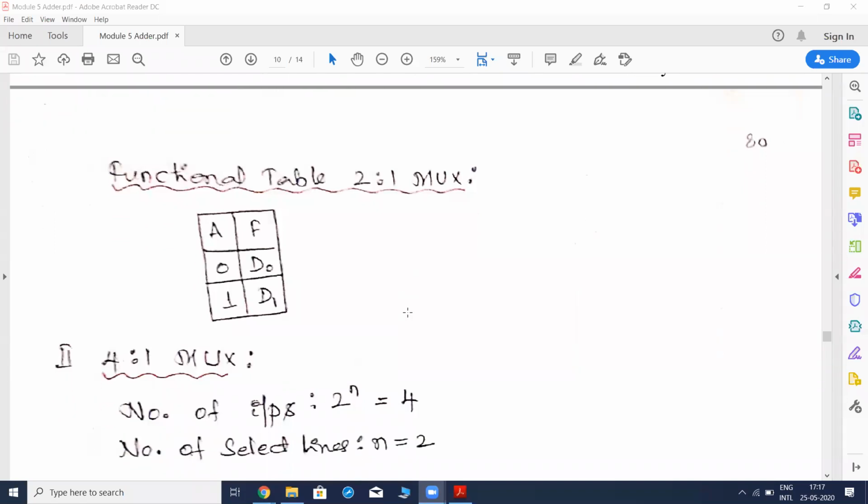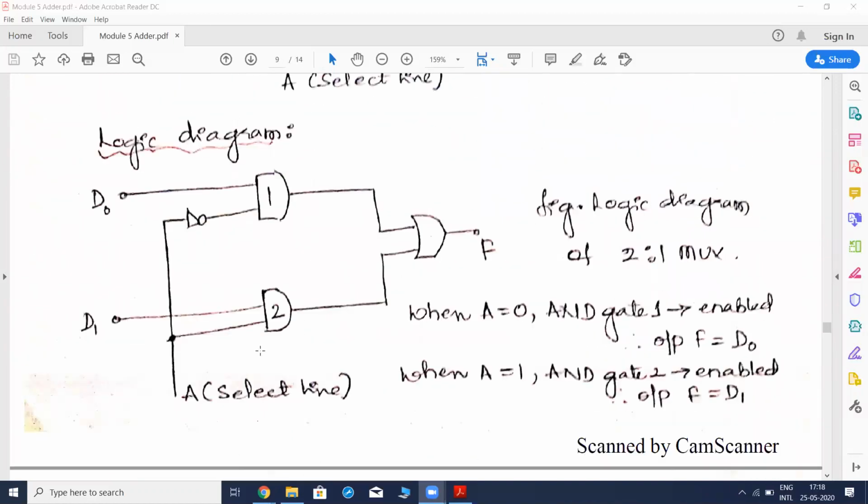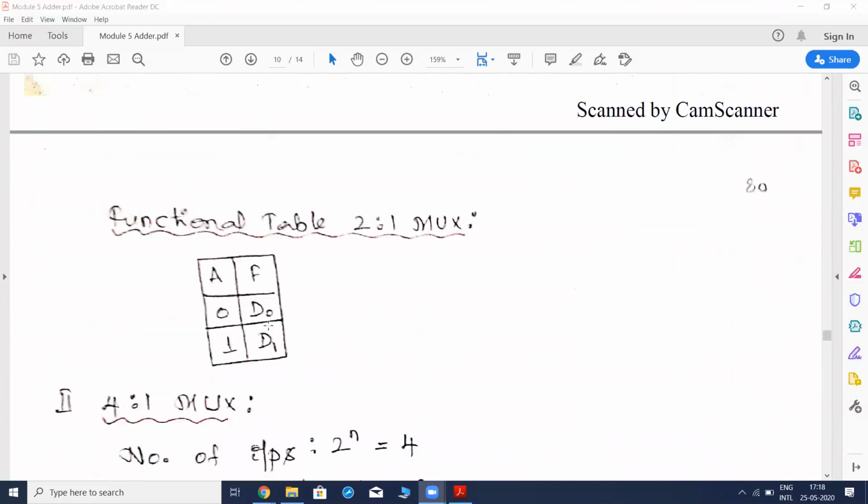Okay, now let us continue in order to see the functional table for the 2:1 mux. So this is the functional table. In this functional table, you could see that A is a select line and F is the output. So when A is 0, we are getting F as D0. When A is 1, we are getting D1 as output. So whether it is 0 or 1, whatever it is, we are going to get at the output. Okay, so I have already shown how we can make use of this multiplexer.